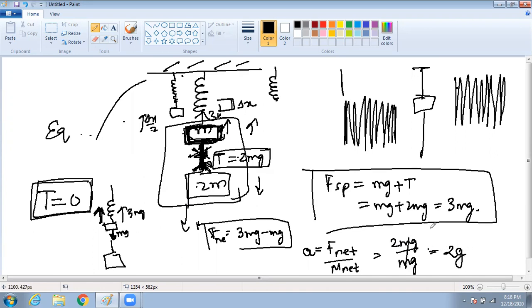Okay. A equal to 2g, sir. Yes, understood, sir. So that is what we got for this one. But what about this one? What about this one?